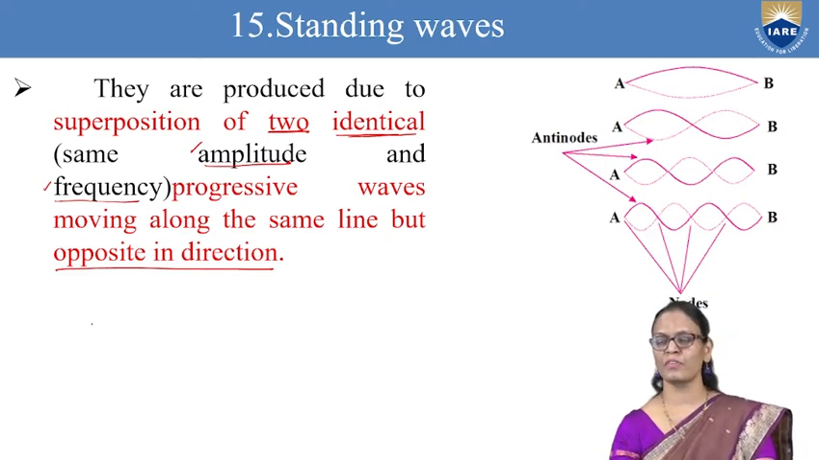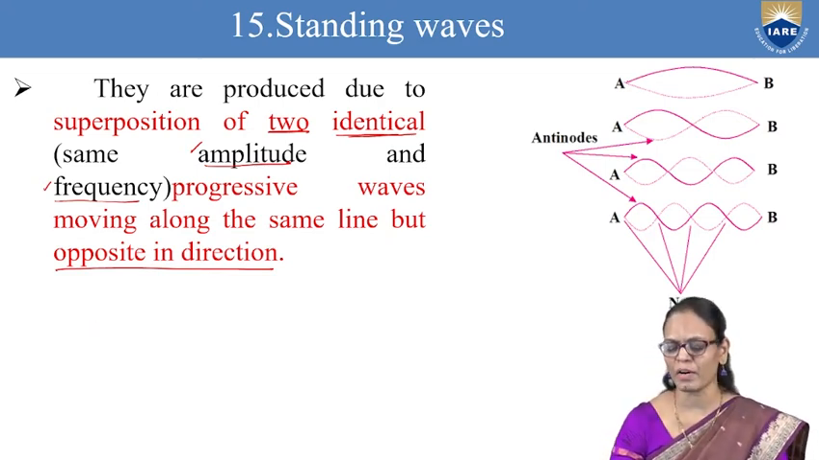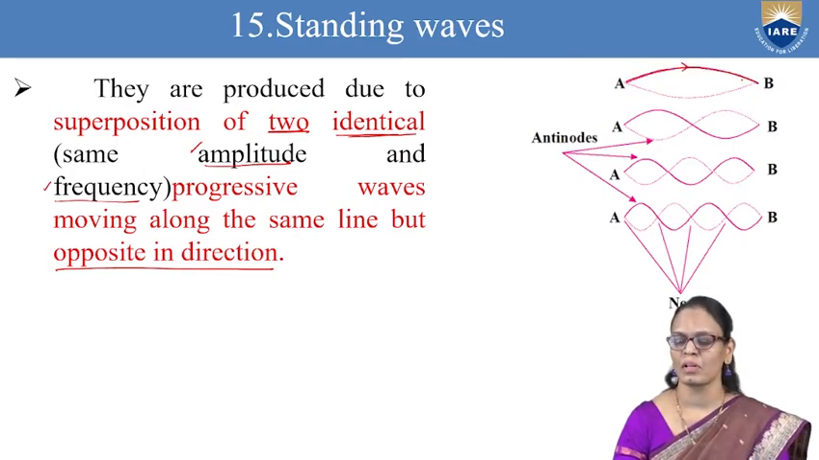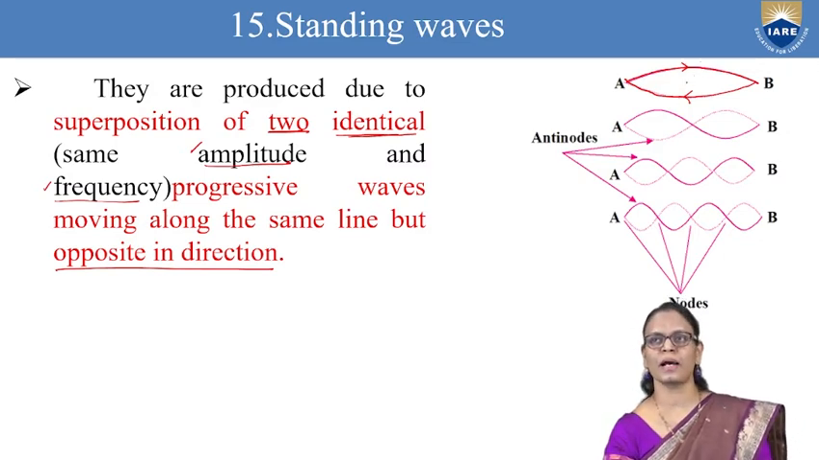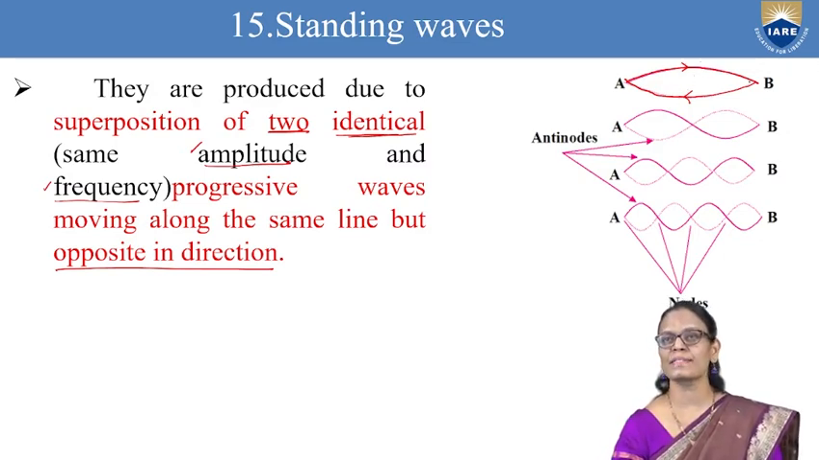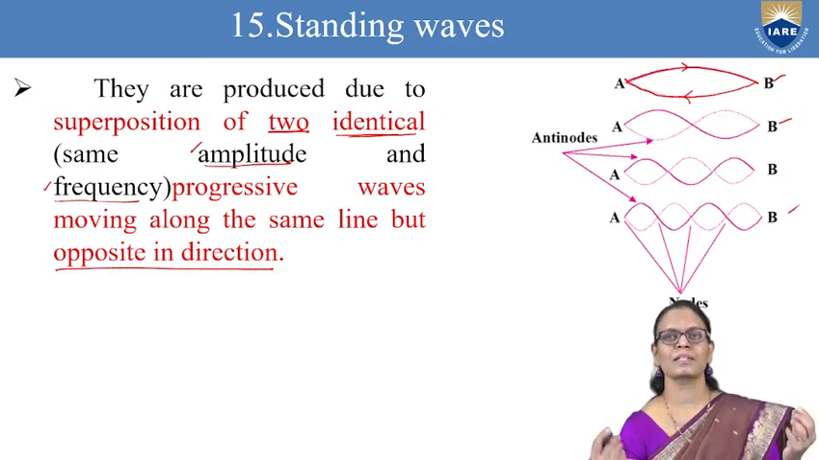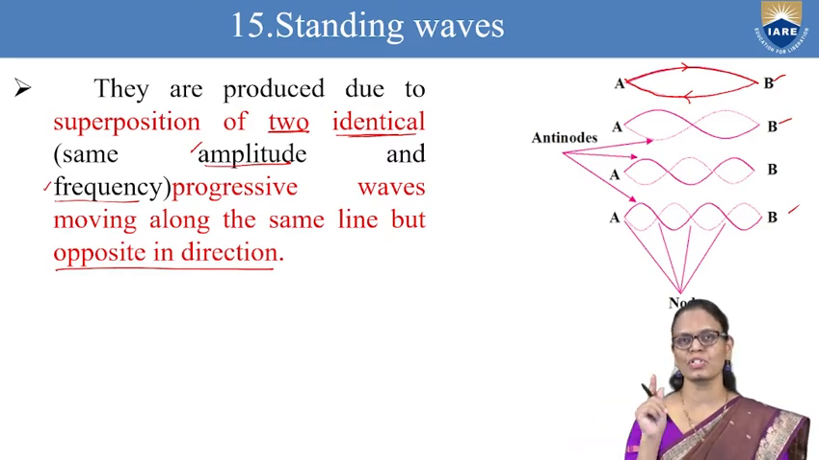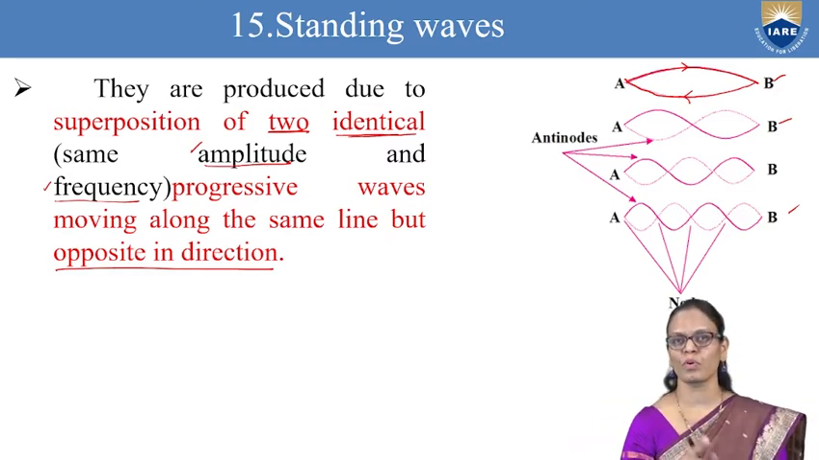So if you see the example here, if I have a wave going from A to B, now another one coming from B to A, they are of the same frequency and same amplitude, traveling along the same line but in opposite directions. So they are standing waves. So this is how standing waves are formed. So the best example is a string which is tied at both the ends. If you just pluck the string and leave, then what happens? You will see stationary waves.